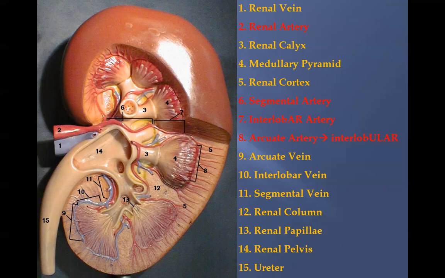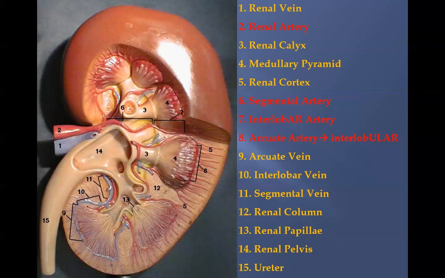The outer surface is smooth, dark brown, and shiny. If you have a kidney in your hand with a smooth, shiny, dark brown outer surface, it means you are handling a very normal looking kidney. Because a diseased kidney is a little shrunken, irregular, granular, and not that shiny on the surface.